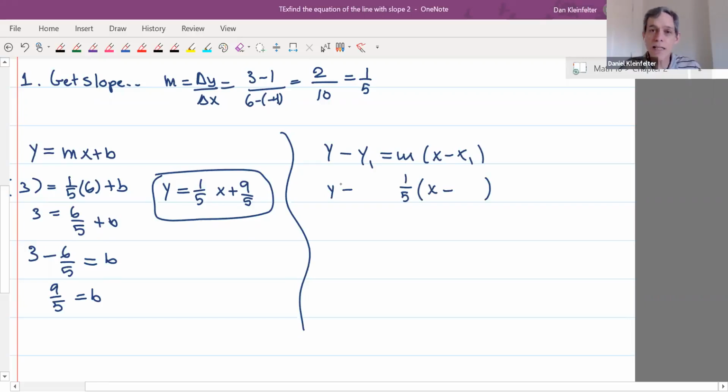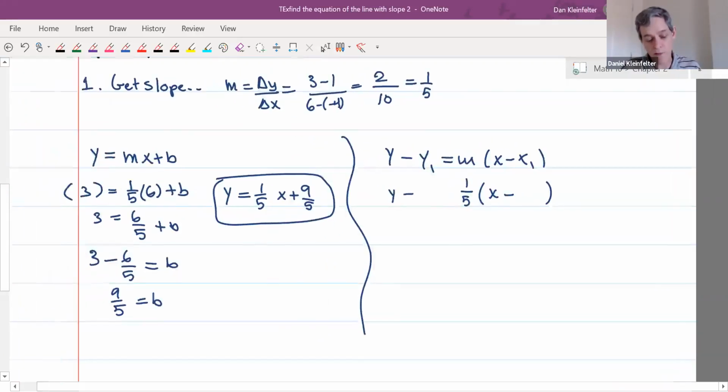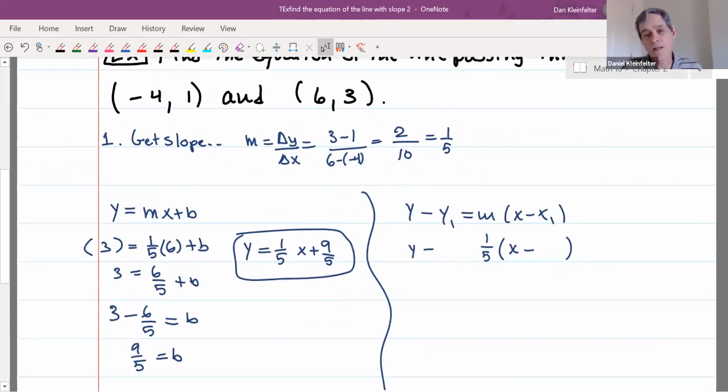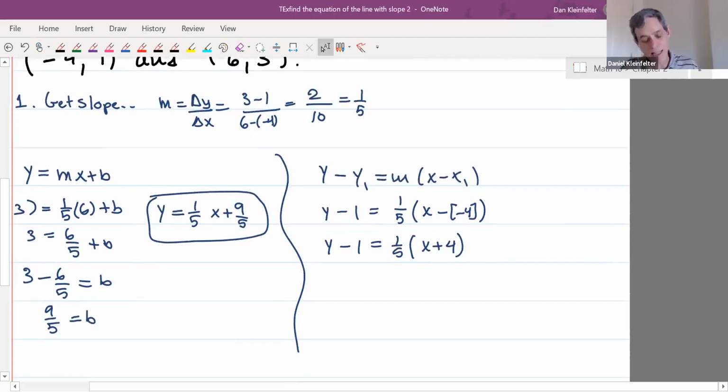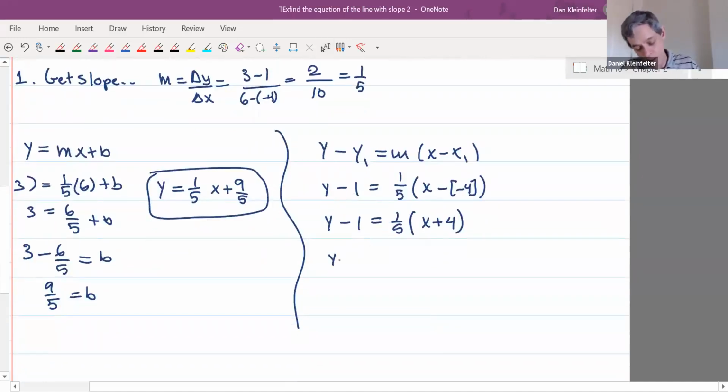And then we need to put in the x and y coordinates for one of the points. Just for fun, this time I'll use the other point, which is -4, 1. So let's do that. Okay, simplify, taking out that double negative. We're going to distribute to remove our parentheses.